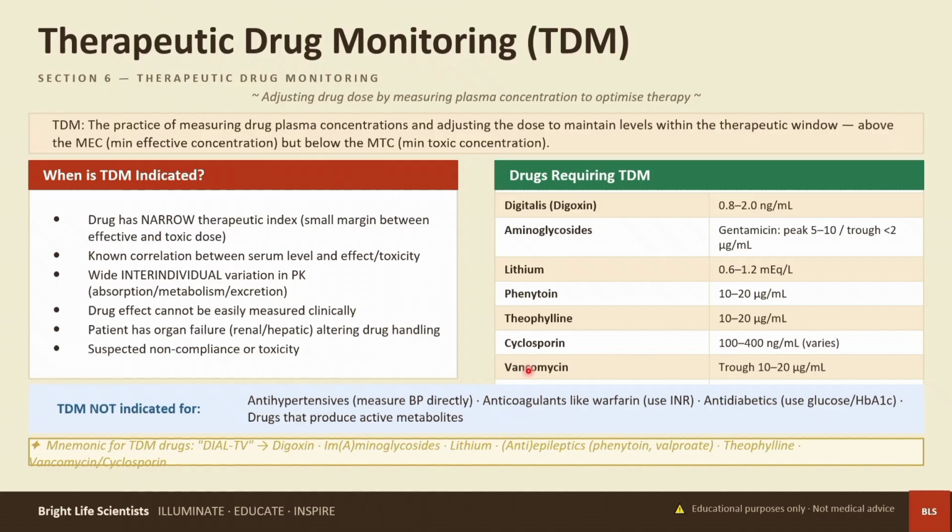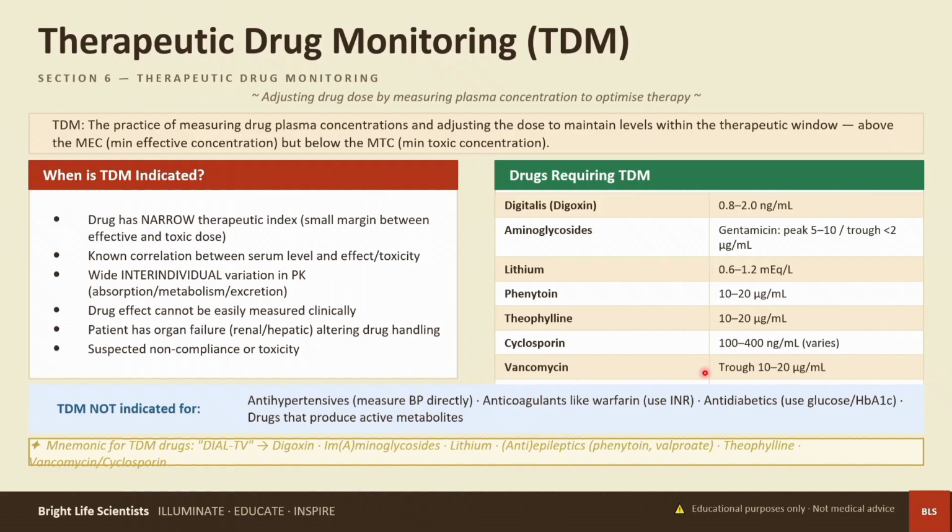Know the therapeutic ranges. Digoxin, the therapeutic range is between 0.8 to 2 nanograms per liter. Gentamicin, peak 5 to 10, trough below 2 micrograms per milliliter. Lithium is 0.6 to 1.2 milliequivalents per liter. Phenytoin and theophylline, both 10 to 20 micrograms per milliliter. Vancomycin trough, 10 to 20 micrograms per milliliter.